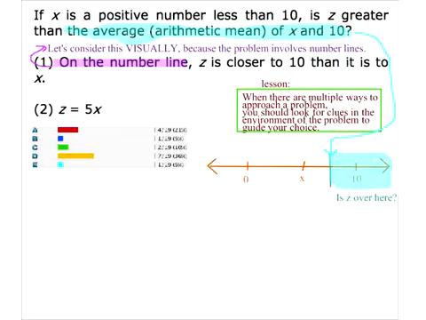Well, number one, the great thing about this is that is exactly what statement one says. Z is closer to 10 than it is to x. Well, if you think about which points are closer to 10, it's exactly those points. So, statement one, the points that are closer to 10 than to x are exactly the points that are to the right of this midpoint.